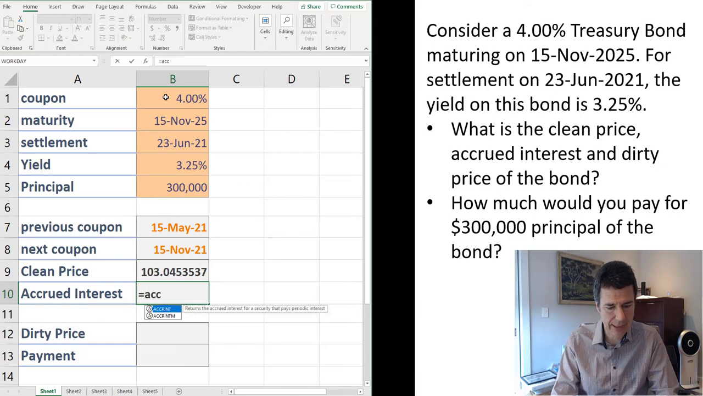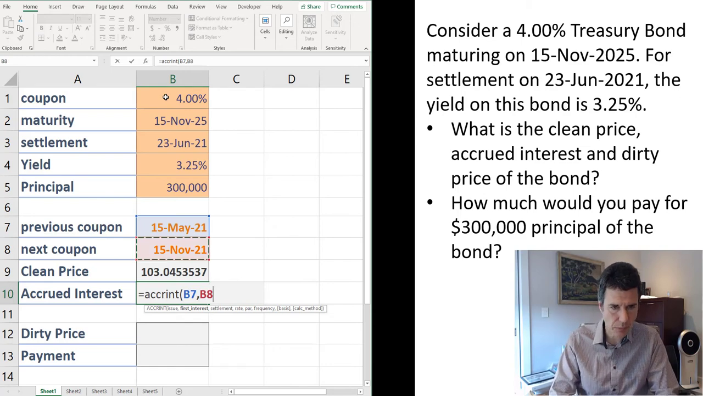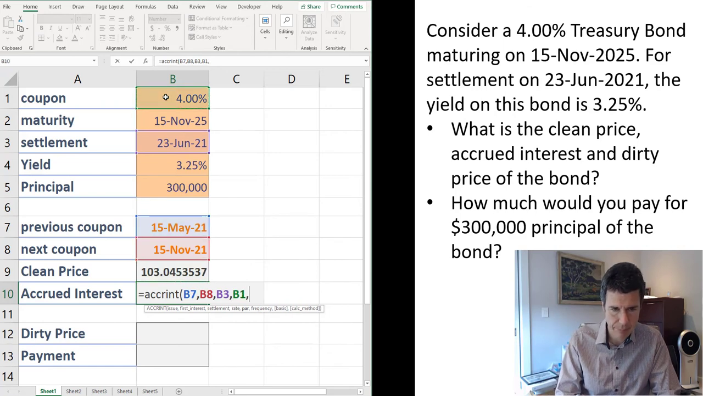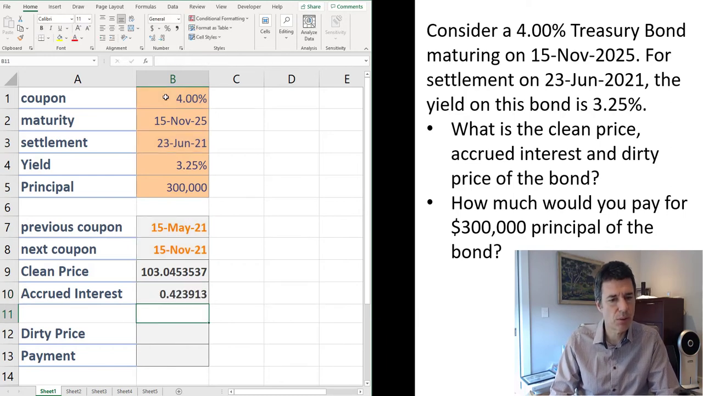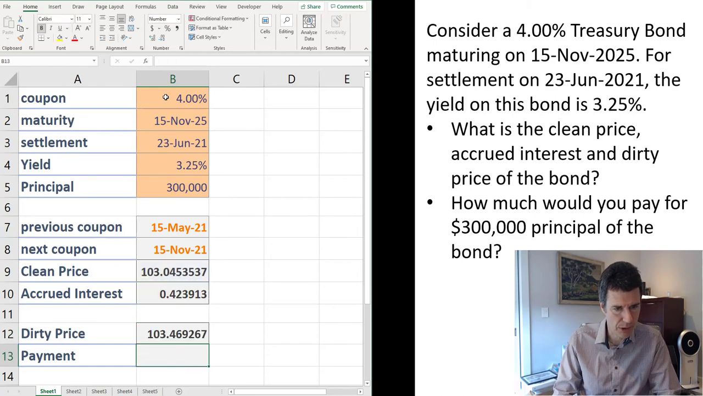You calculate that with ACCRINT. The first two parameters of this function are a little misleading. We don't want the issue date and the first interest. We want the previous coupon and the next coupon. And then it takes our standard parameters, settlement, the coupon rate, par of 100, frequency 2 for semi-annual, basis 1, which is U.S. Treasuries. The accrued interest is 42 cents. The dirty price is the sum of the clean price plus the accrued interest.